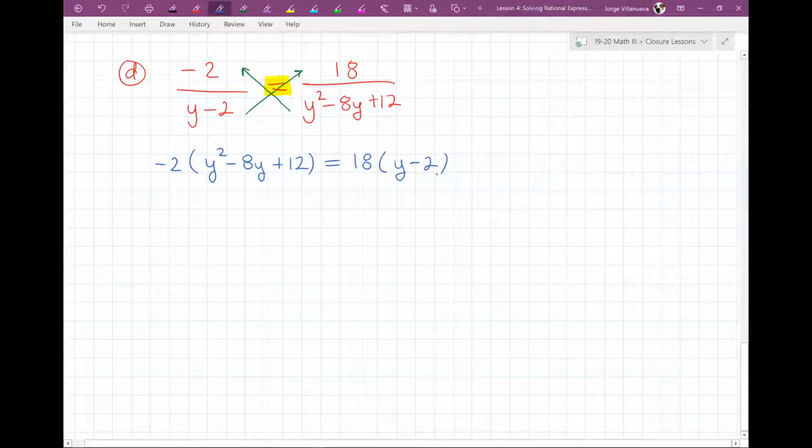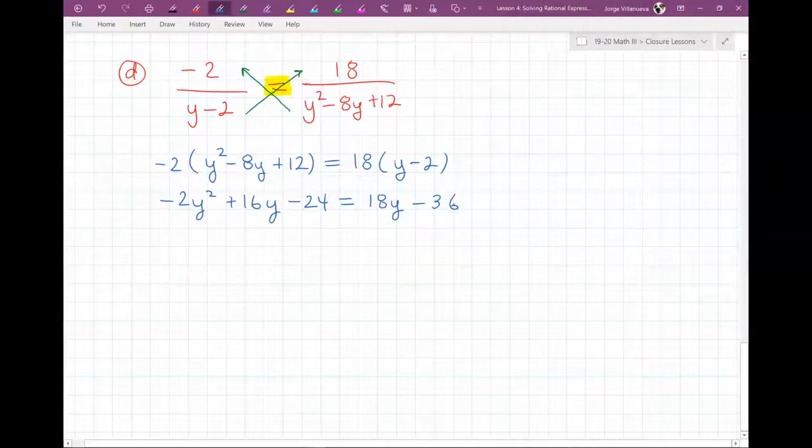Okay, now what we're going to do at this point is go ahead and distribute a little bit. So negative 2y squared plus 16y minus 24. Okay, so every sign changes on the left side. So negative 2y squared plus 16y minus 24. And then over here it's going to be 18y minus 36.